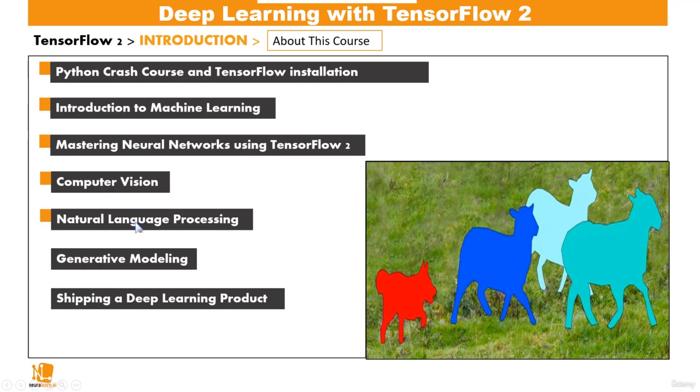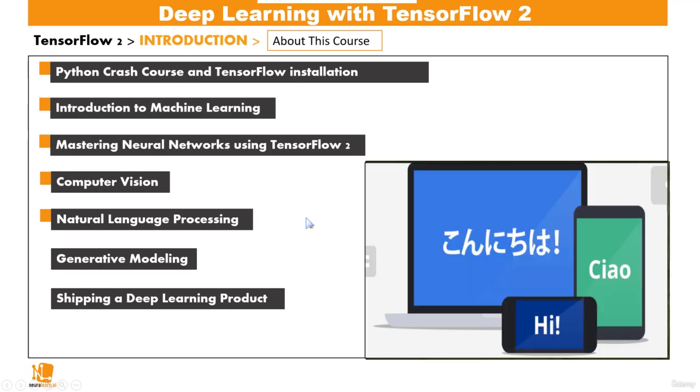Then we shall move on to natural language processing. After studying recurrent neural networks and convolutional networks in the master neural network using TensorFlow 2 section, we shall now look at more advanced recurrent neural networks, like for example the sequence-to-sequence model, which could be used in translation tasks. Then we shall look at attention models and also the transformer model. All this will be done from scratch, and you get to understand in depth how all these models are built.